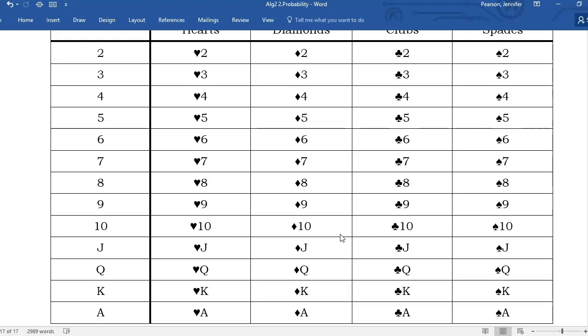But then if we take away a black, doesn't matter which one we take away, okay? Then it leaves us with only 25 out of 51. Because if you take one away, it's no longer 26, it's 25. We take one away, it's no longer 52, it's 51.